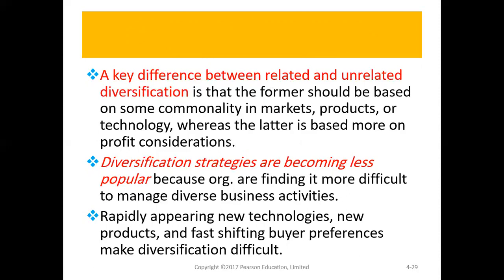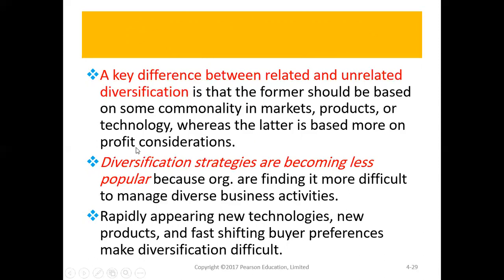Using maybe similar technology. There's something common. The products, both of them are using cheese, for example. So you're based here that you have something common. That's why we call it related, right? So you're talking about something common. But for the unrelated diversification, it's something completely different.